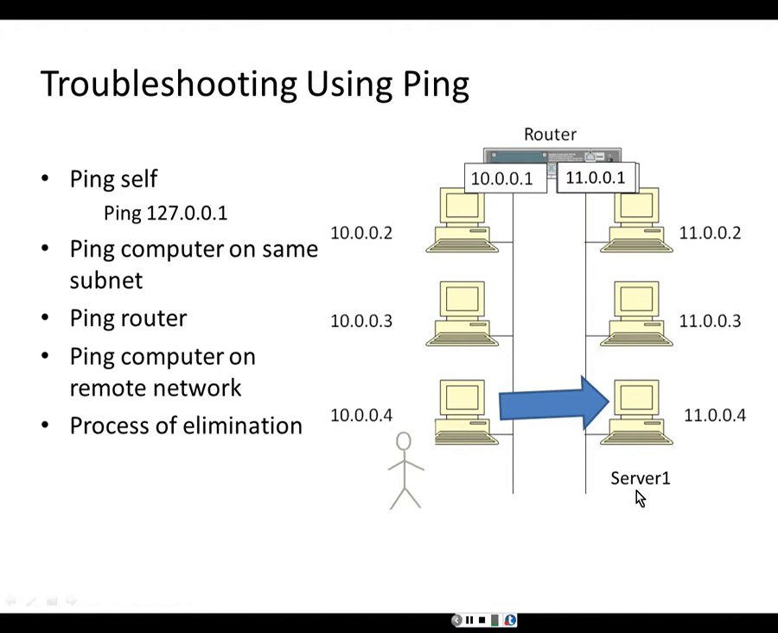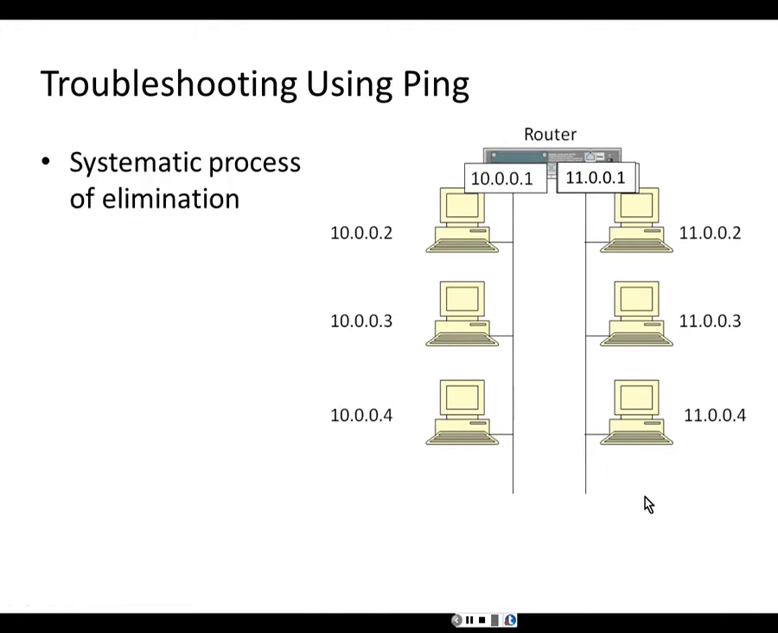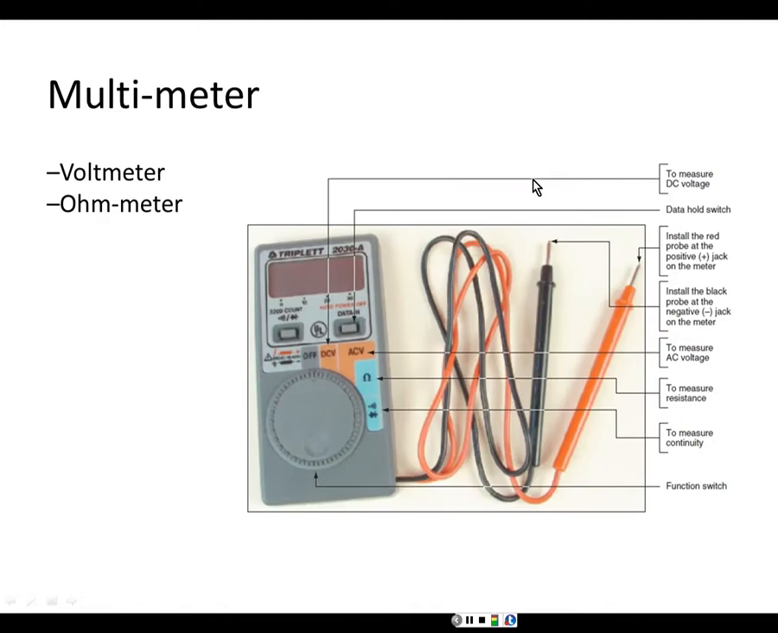There's nothing wrong with the cards or the cables or the router. If that is so, then most likely the reason that the user cannot log on to server 1 is because he forgot his password. Ping. Troubleshooting using ping is where we employ a systematic process of elimination to determine what is good and to figure out what is bad. Now let's discuss a multimeter.